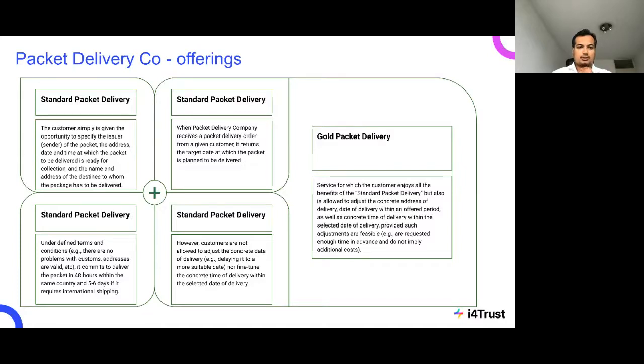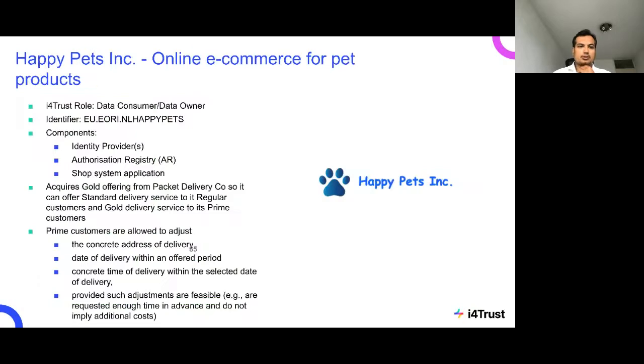Yeah, I was just explaining what are their offerings. I'll just skip it. Then there is this e-commerce Happy Pets, which I was explaining is the organization or e-commerce which wants to provide the best possible service to their customers, and it wants to give them complete flexibility as well. So it also offers its customers two types of offerings. One is the regular customers, and one is the prime.